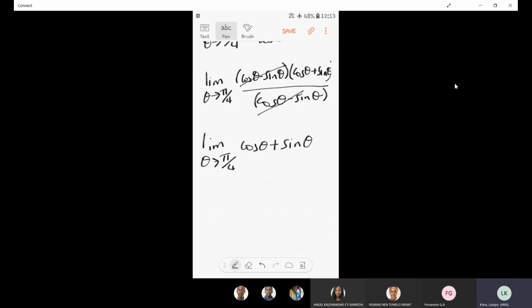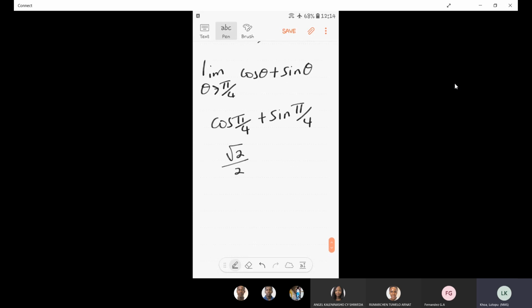Okay, now I will substitute, and once I've made the substitution, the limit, I will no longer write this part of the expression. So then I will have cos pi over 4 plus sine pi over 4. This is square root of 2 over 2, or 1 over square root of 2, plus square root of 2 over 2, and this is just equal to the square root of 2. All right.